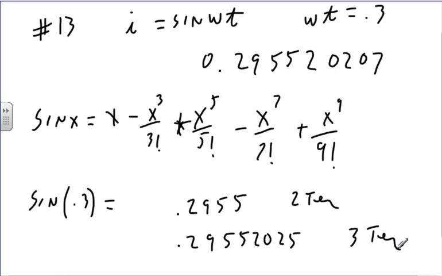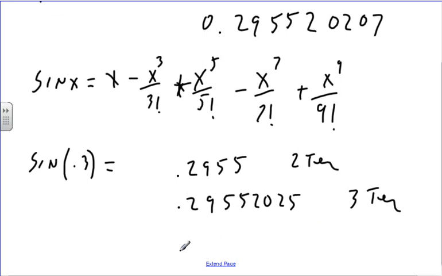Okay, now I'm going to take the 4th term, minus 0.3 raised to the 7th divided by 7 factorial. And when I take 4 terms, I get 0.295520207. So with 4 terms, I get the same answer as my calculator gave me without doing the series expansion. And that's how the calculator can get that number so quickly.